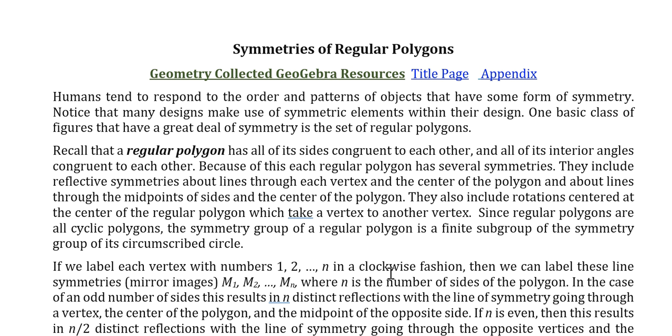Those things might not even exist for other polygons, and if they do exist, they may not be the same. But for regular polygons, they do work.